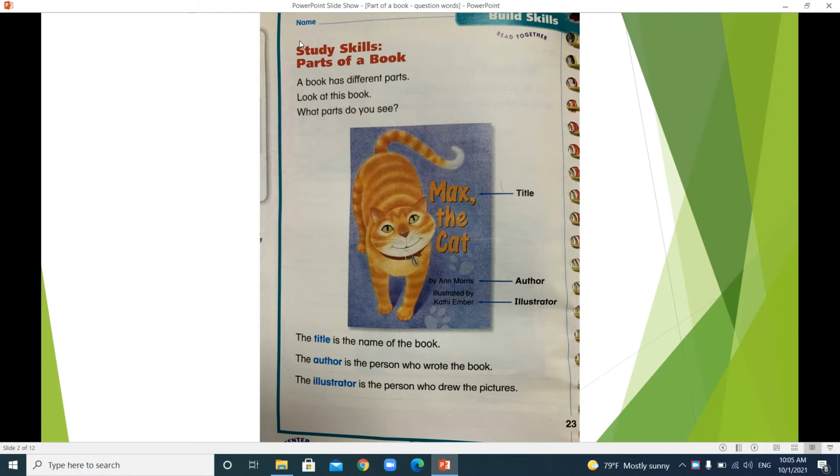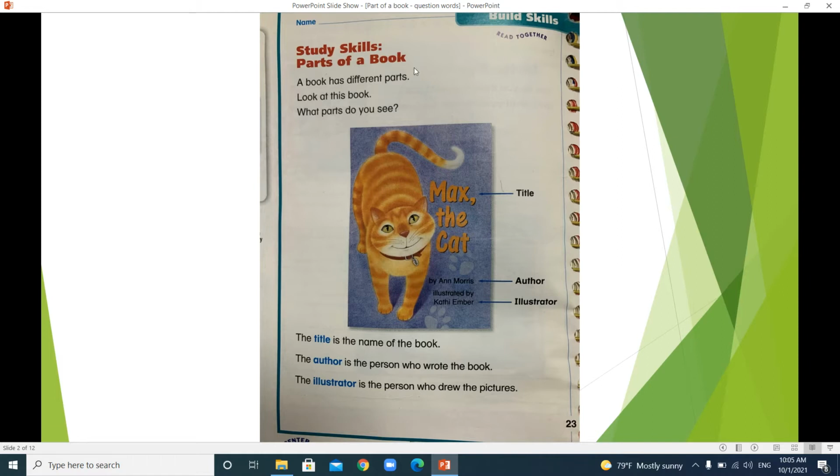Yesterday we took a lesson called Parts of a Book. Before every story that we read, we usually look at the cover of the book and we talk about three important things. So every storybook has a cover, okay? And today's grammar lesson is about parts of a book. It says here that a book has different parts. It has the front, it has the back. But today we will focus or pay attention to the front part of the book.